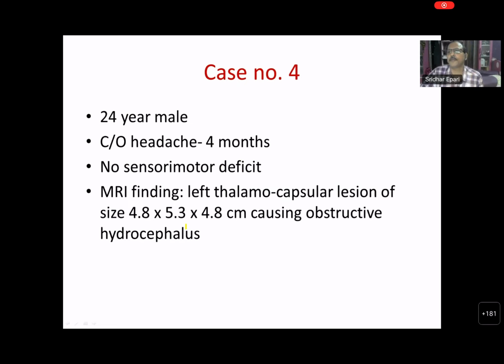So case 4, maybe the second team, whoever is there, wants to. No, I think the first team only, 4 and 5. Yeah, 4, take it up.